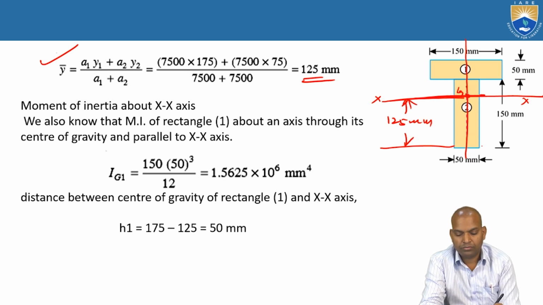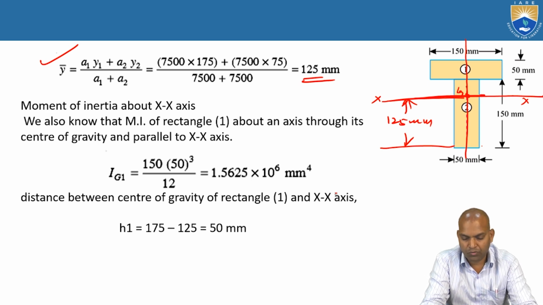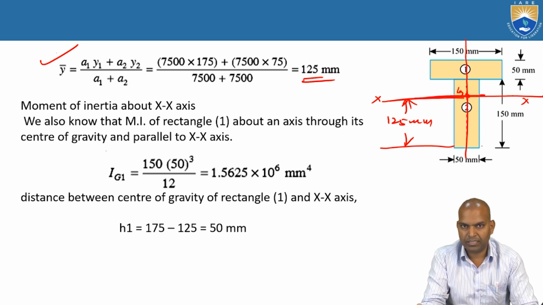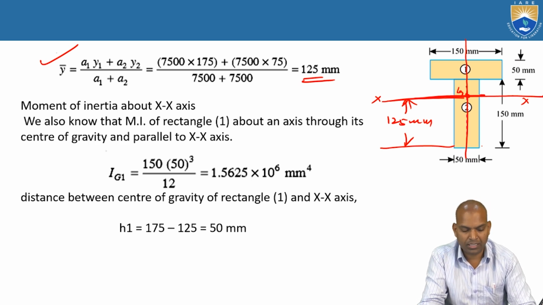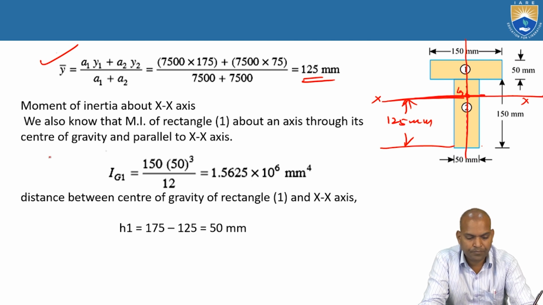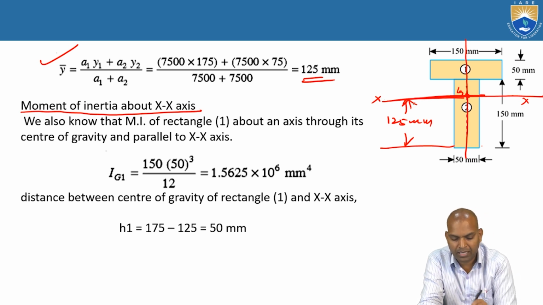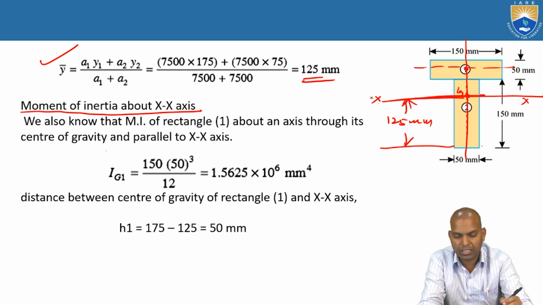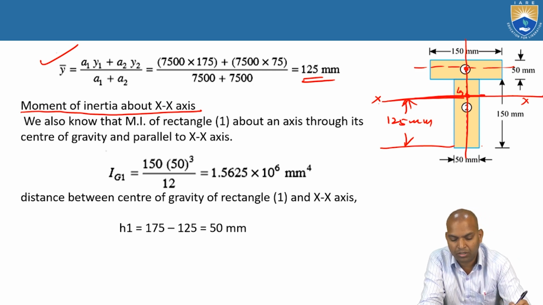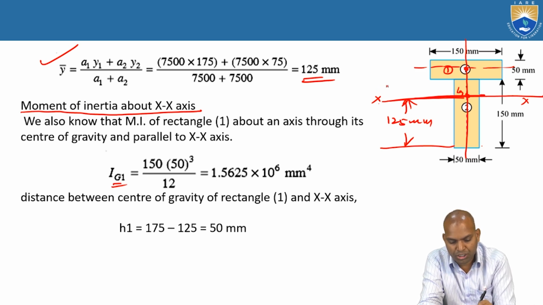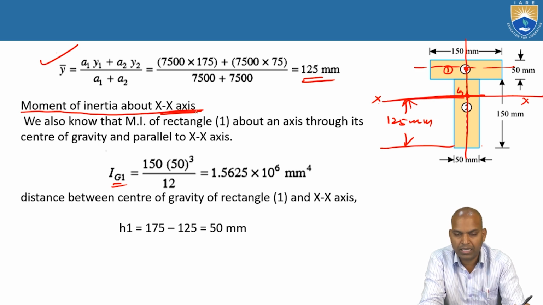Now we will apply the parallel axis theorem. First step is to split it up. Second step is to find the individual values; since it is symmetrical, we located the center of gravity. Now we want to find the moment of inertia about the x-axis, parallel to the x-axis. First, what to do? First, the moment of inertia passing through the center of gravity of the individual sections, that is Ig1. Next, Ig2, parallel to the x-axis, because it is about the x-axis.